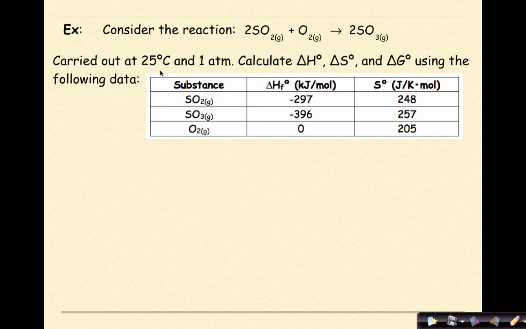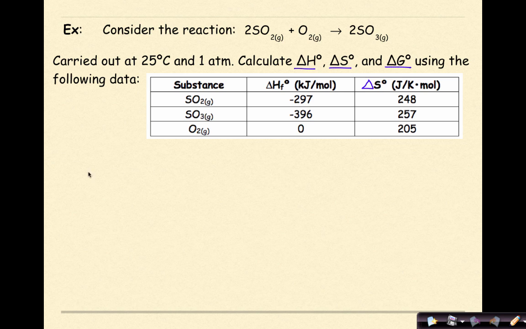Let's look at an example. Consider the reaction 2SO2 plus O2 yields 2SO3, carried out at 25 degrees Celsius in 1 atmosphere. Calculate delta H at standard state, delta S at standard state, and delta G at standard state using the following data.